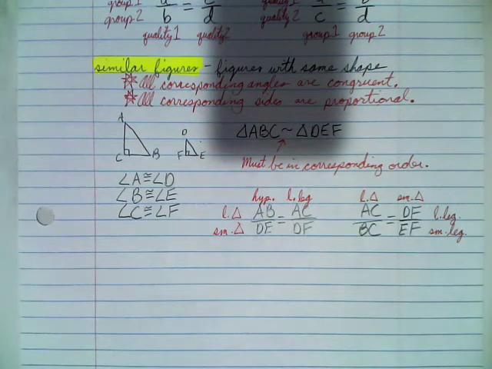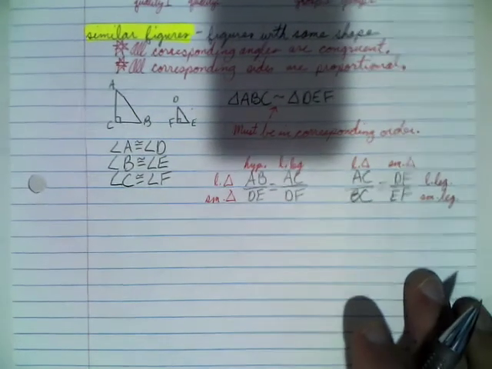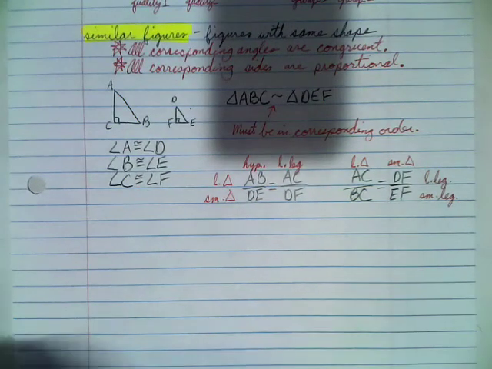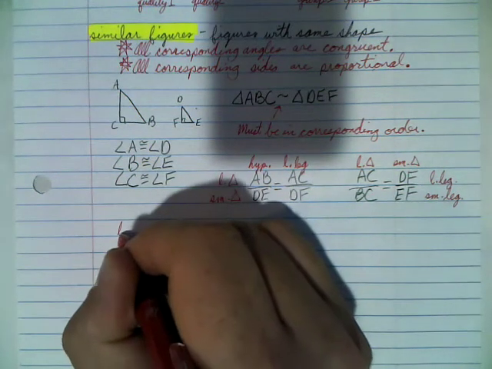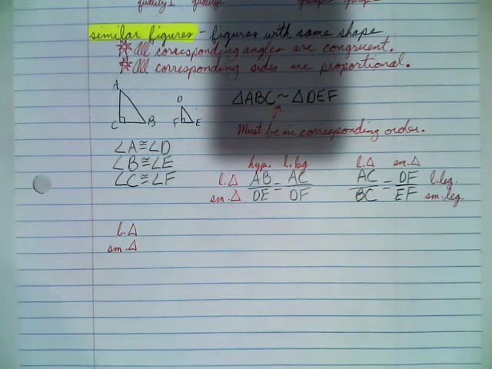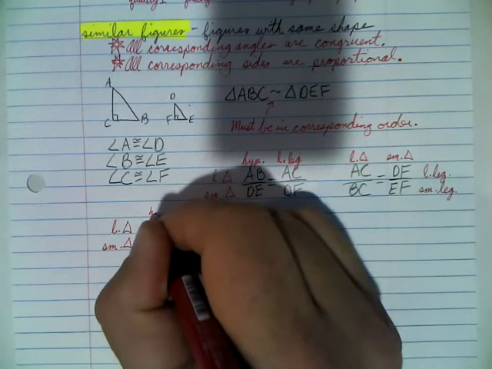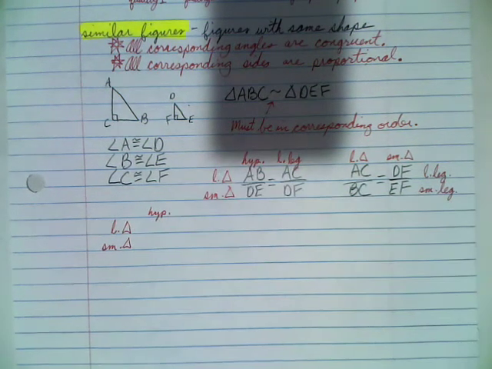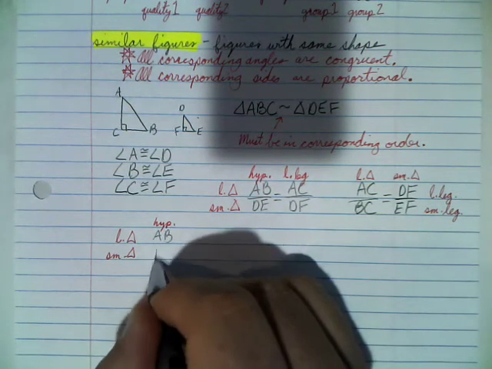In fact, since there are three sides to this triangle, we could create an extended proportion. If we just keep comparing aspects from the larger triangle to the smaller triangle, we could compare hypotenuses. So on the larger triangle, we have AB. On the smaller triangle, DE.